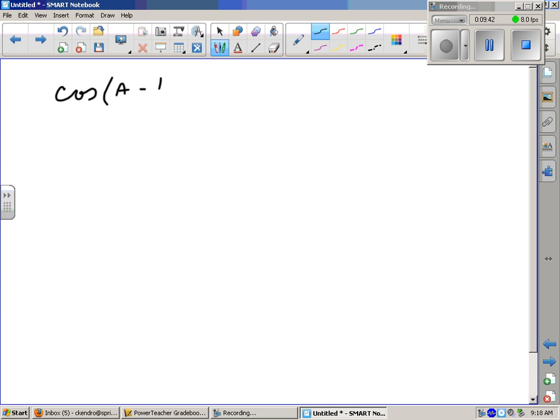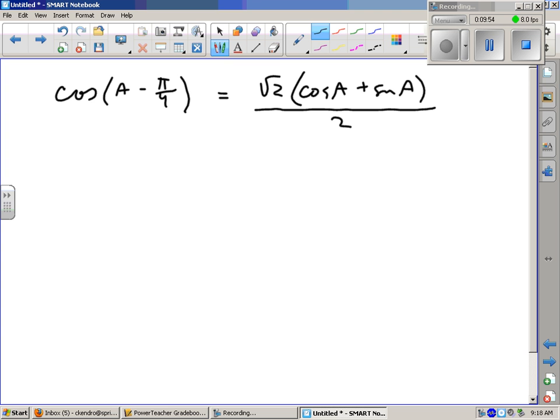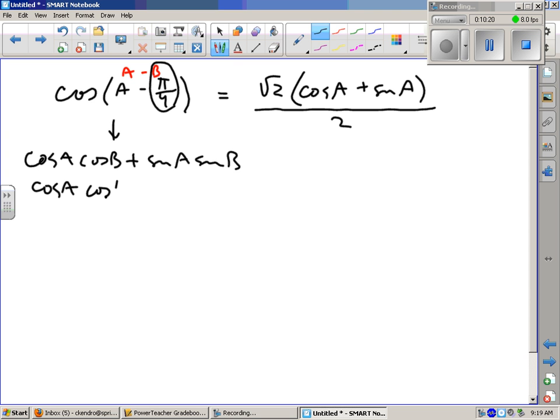Cosine of a minus pi over 4, I want equal to root 2 times cosine of a plus sine of a, all over 2. All right, let's work on this side. Technically, this is the A minus B formula. So I'm going to write it out: cosine of A, cosine of B, plus sine A, sine B. So plug in now for A and B. So cosine of A stays there. B is now pi over 4. So cosine of pi over 4. And then sine of A, sine of pi over 4.